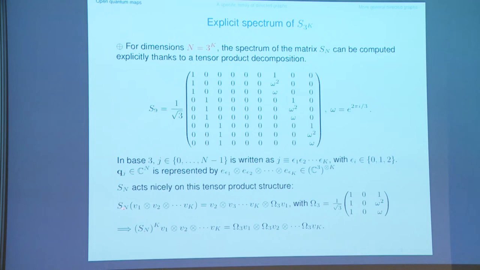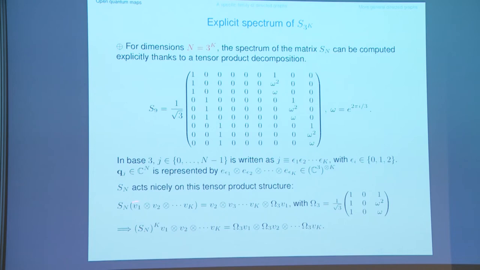And what we realize is that this matrix, for these values of n, acts very nicely on this tensor decomposition. Namely, it acts through a shift and a little transformation of the first digit, which is put at the end. Any basis state can be written this way, and when you act on such a tensor product, you just shift the indices and put this one at the end after application of this matrix. So this is very, very simple.